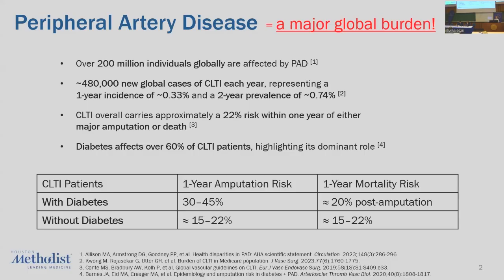Peripheral artery disease is a major global burden. Every year, nearly 500,000 new cases of chronic limb-threatening ischemia emerge, and about 22% of these patients face major amputation or even death within 1 year. And these numbers are even worse with diabetes.